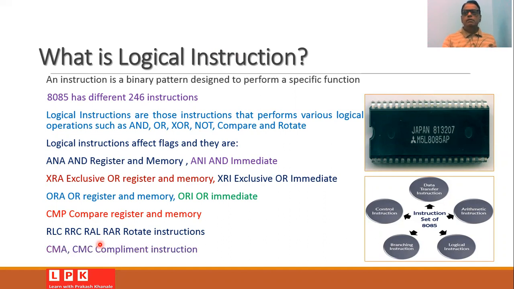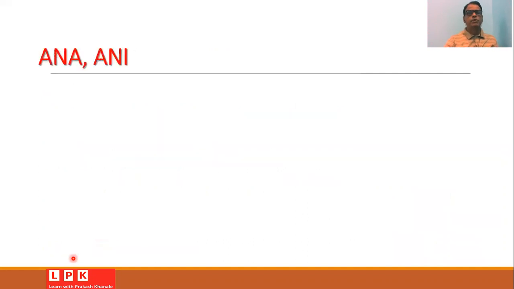It is also possible to complement the content of the accumulator by using instructions such as CMA and CMC. Now in this session, we will discuss what these logical instructions are, how to write them, and how to use them in assembly language programs.